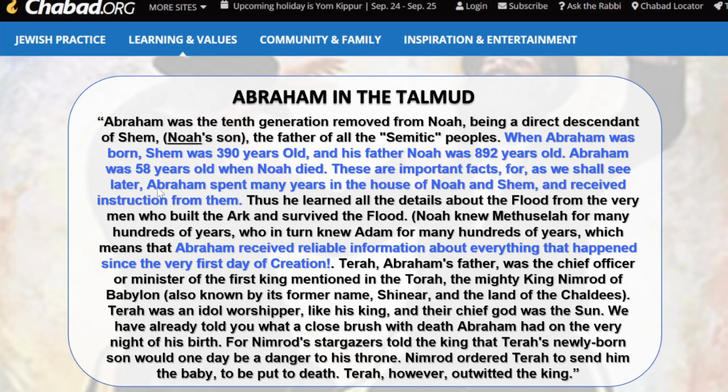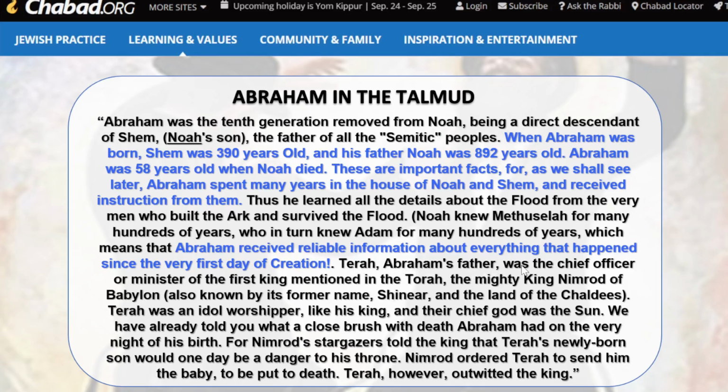For as we shall see later, Abraham spent many years in the house of Noah and Shem and received instruction from them. Thus he learned all the details about the flood from the very men who built the ark and survived the flood. Noah knew Methuselah for many hundreds of years, who in turn knew Adam for many hundreds of years, which means that Abraham received reliable information about everything that happened since the very first day of creation.